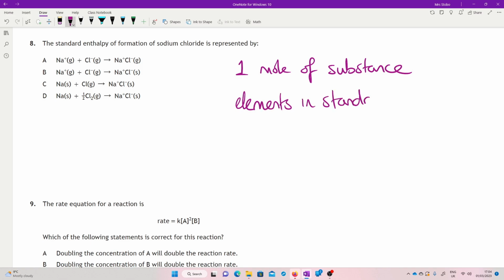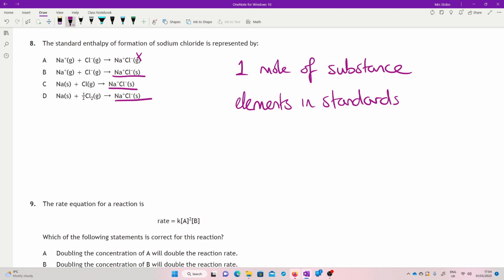Now, if you're not sure of what the standard states are, pull up your data book, go to your melting and boiling points page, and you're looking for what it would be at your 298 K. Obviously shift it to 25 because it's in degrees. So we've got our standard enthalpy for sodium chloride. So sodium chloride, 1 mole of the substance, would be made as a solid, not a gas, so we can get rid of A.